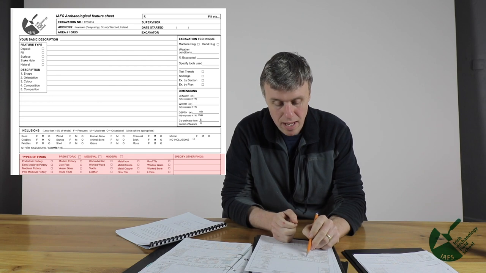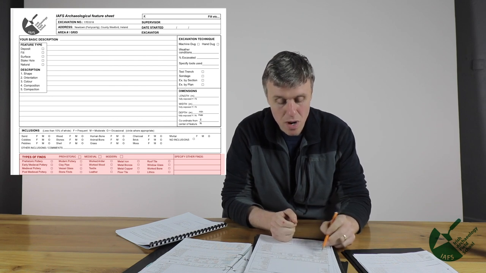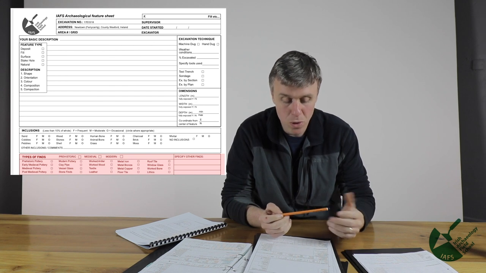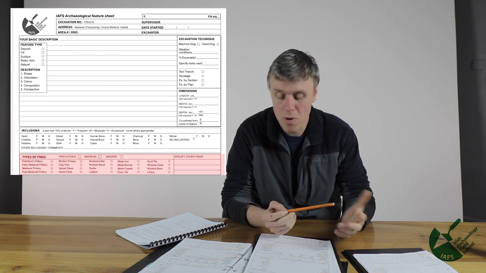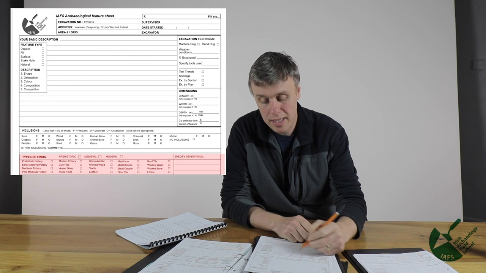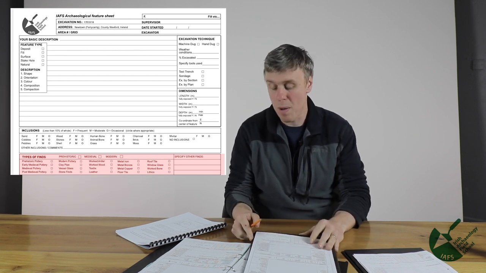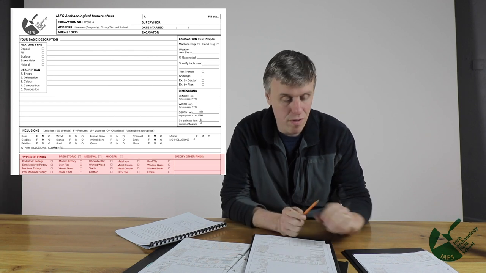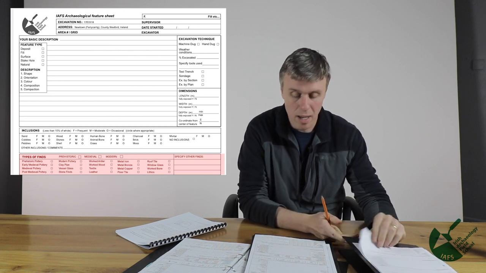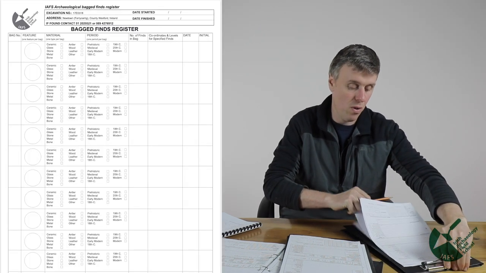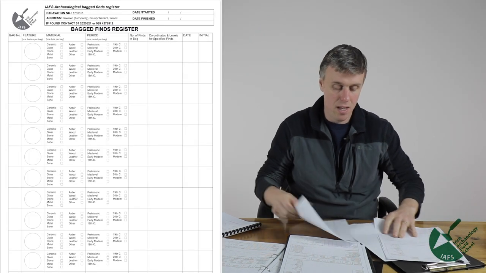Equally, you'll see the next box, which is type of finds. At the top, is it prehistoric, is it medieval, or is it modern? And then all the frequent finds are then again listed: clay pipe, post-medieval, medieval pottery, iron, bronze, copper, etc. And you tick the boxes to say what they are. This will correspond back to a bagged finds register. We have registers for everything in archaeology. A quick image of that will probably pop up, and I'll give you a very quick example of what's in that.